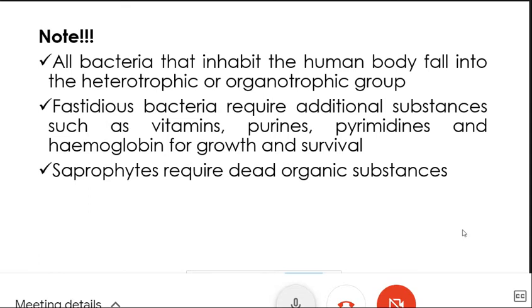From other organisms, so that when we say that lahat ng nag-i-inhabit sa atin, they're heterotrophic. So that it could, when you conclude there that the carbon source is provided for din sa product ng metabolism natin.